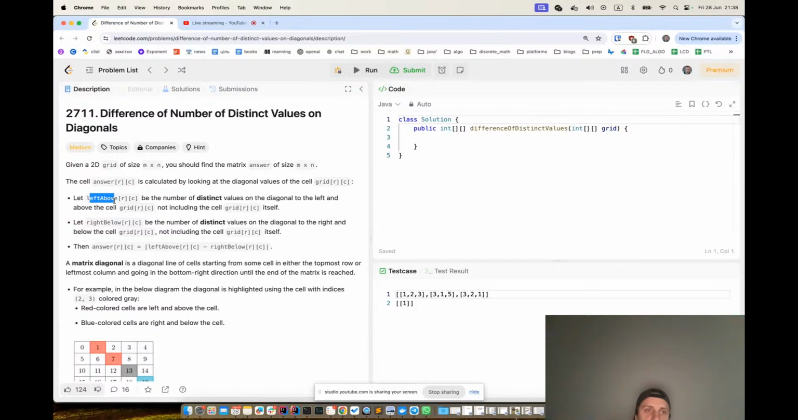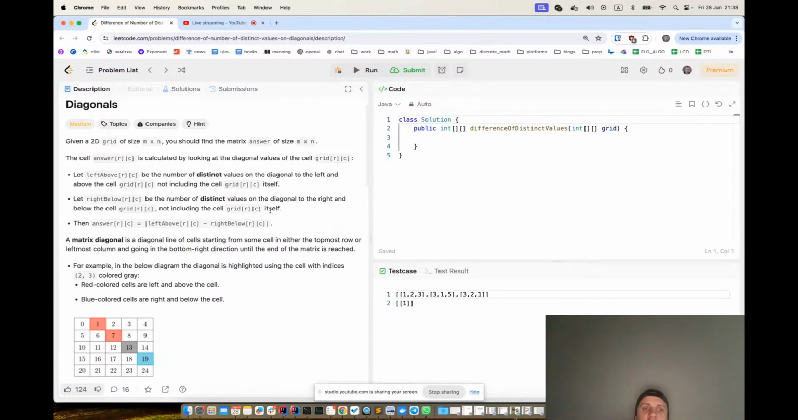Let left[r][c] be the number of distinct values on the diagonal to the left and above the cell, not including the cell r, c itself. Let right[r][c] be the number of distinct values on the diagonal to the right and below the cell, not including the cell grid[r][c] itself. Then the answer is the difference between them.